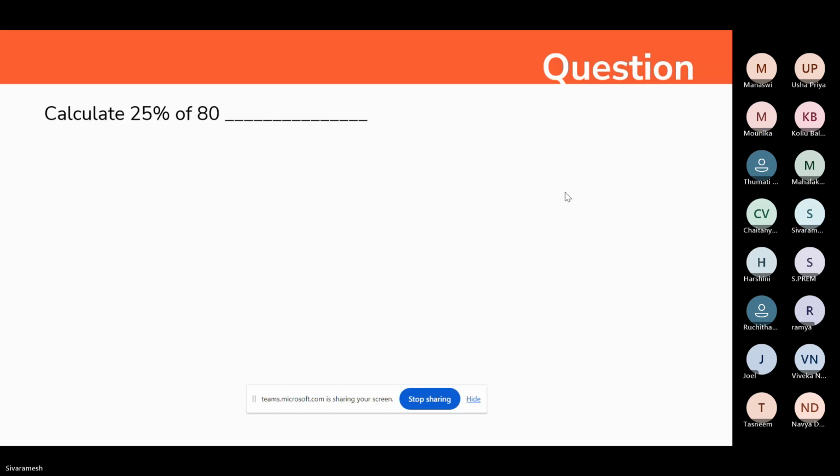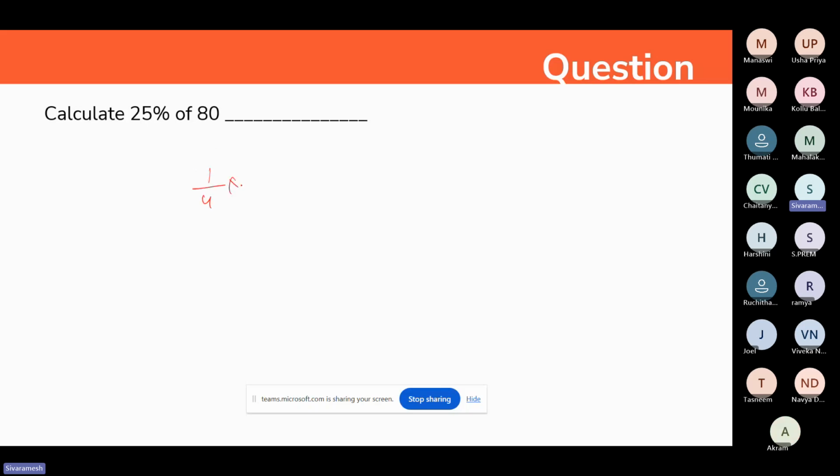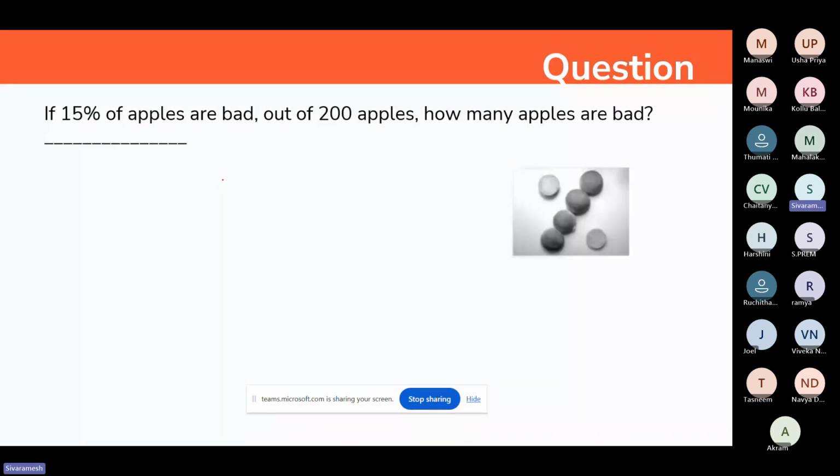25 percentage of 360? 25 percentage of 80. 20, sir. Yes, 20. Exactly. The simplest method here is you can write 25% as 1/4, right? So 1/4 times 80 equals 20. So the answer is 20. Next one.